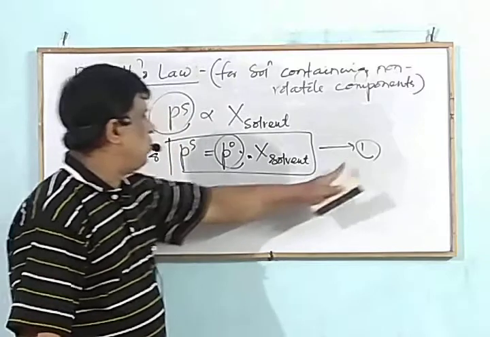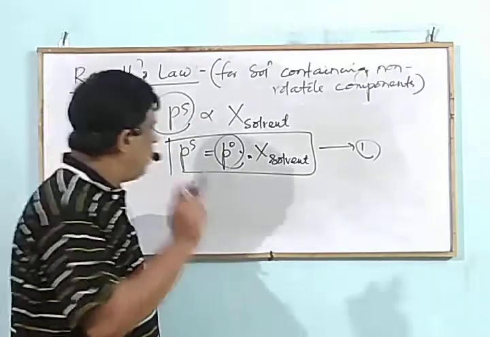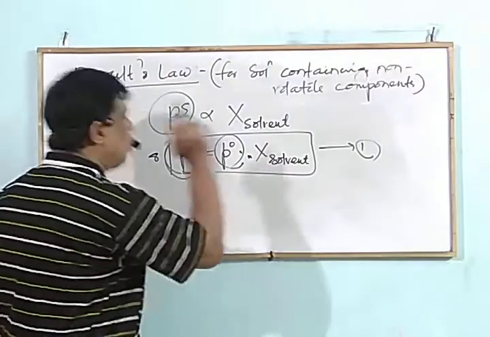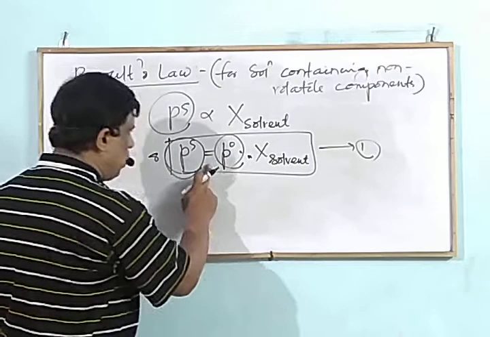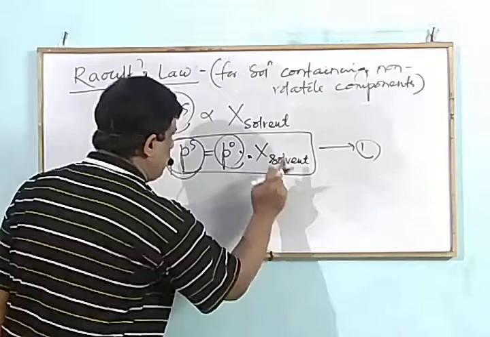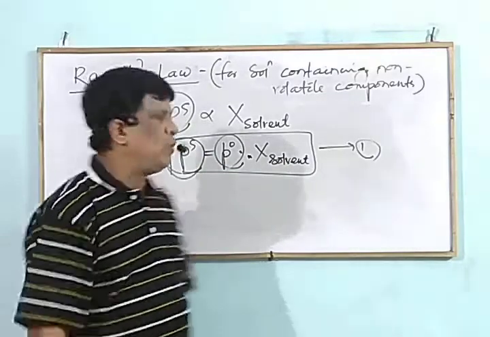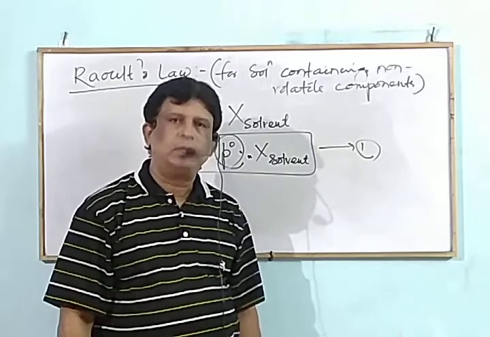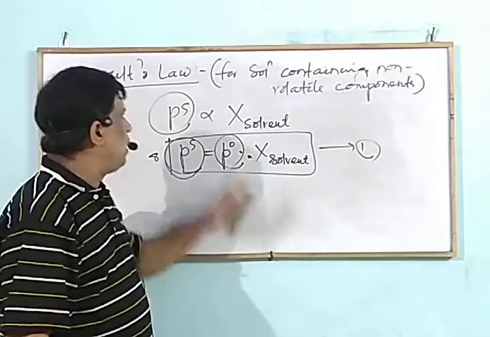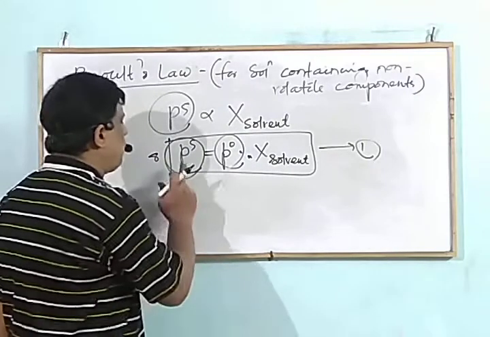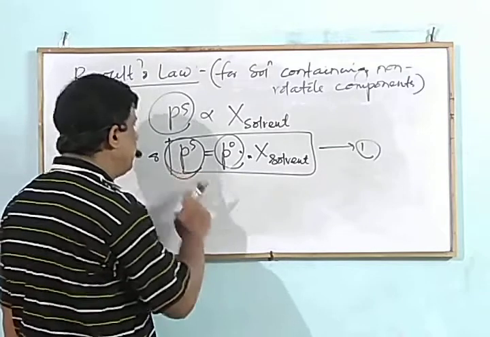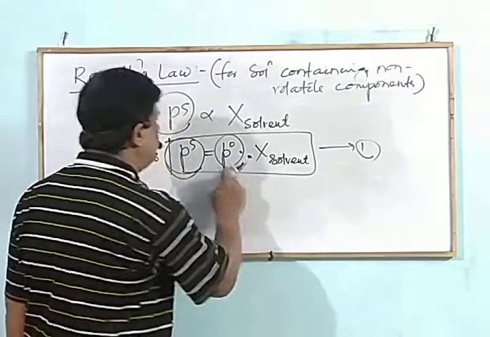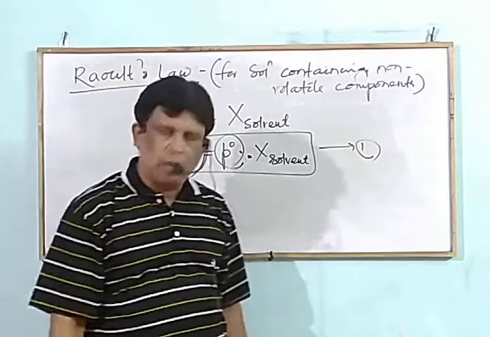So from this expression, this law may also be stated as, the vapor pressure of a solvent over a solution containing non-volatile solute is equal to the product of mole fraction of solvent into vapor pressure of solvent in pure form. I repeat again. From this equation 1, this law may also be stated as the vapor pressure of a solvent over a solution containing non-volatile solute is equal to the product of mole fraction of solvent into vapor pressure of solvent in pure form.